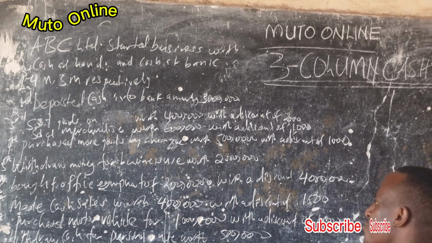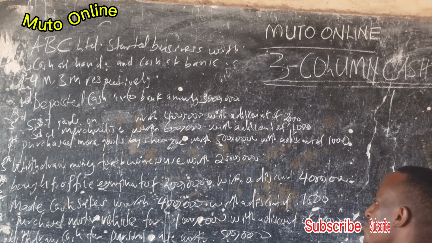So under this, we are starting. Unlike the other cash books, the 3-column cash book is a bit long and wide. It starts with the date, and then the details.